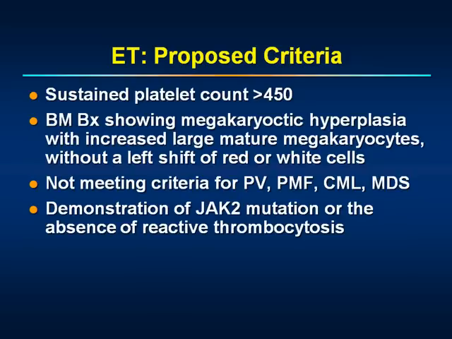Now, proposed criteria for essential thrombocythemia are sustained platelet counts of greater than 450,000 and a bone marrow biopsy consistent with megakaryocytic hyperplasia with some increase in large mature megakaryocytes and not meeting the criteria for others. JAK2 is mutated in about half of the patients.